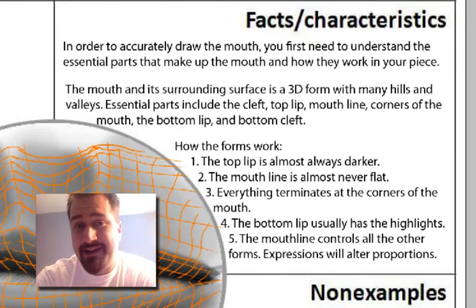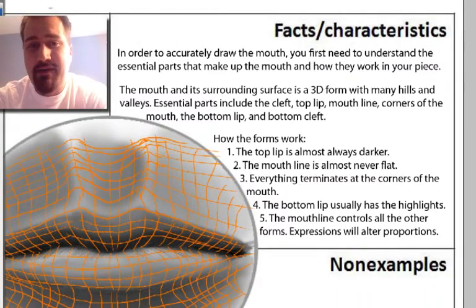There are never any straight lines in nature, and because the mouth is a really complex form, it's typically in kind of an M shape. Like if you were to take the McDonald's arches and squash them under a garbage truck and flatten them out, it would kind of be a gentle M curve. Mostly everything terminates at the corners of the mouth, like we discussed before. Bottom lip has the highlights.